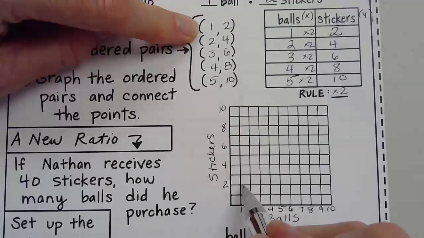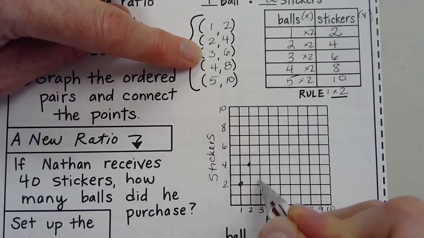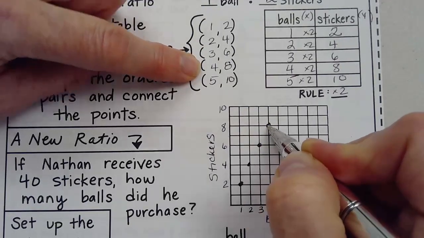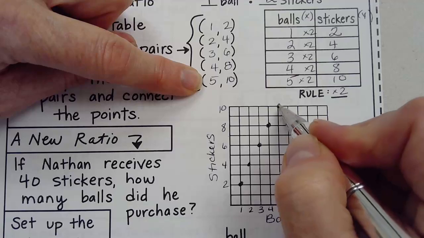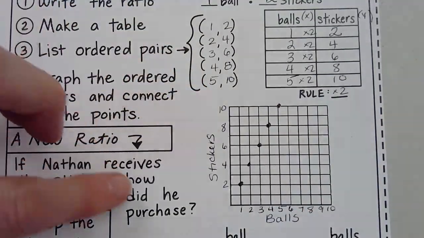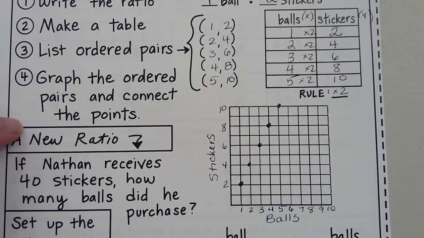The first one is 1, 2. Next one is 2, 4. Next one is 3, 6. Next one is 4, 8. And 5, 10. And so I can see that I have this line that's being created showing that proportional relationship.